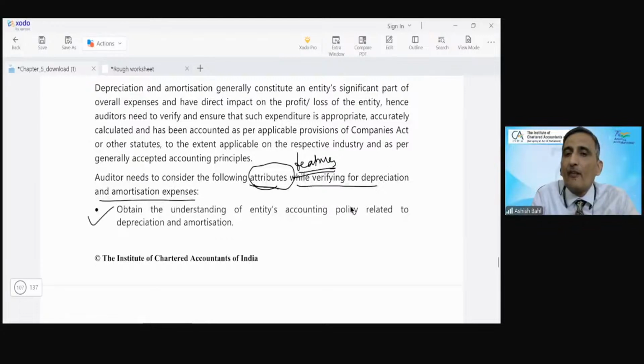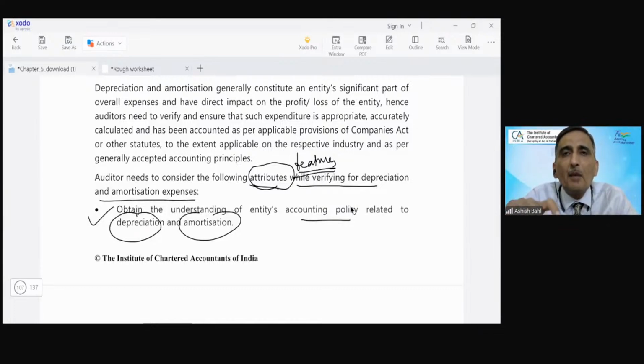Now obtain the understanding of entity's accounting policy relating to depreciation and amortization. And students, if in the question both the words are used, depreciation and amortization, you would take care while writing the answer to state about depreciation and amortization. Just do not forget amortization. So see what is written in the question. If only depreciation is asked, then write only about depreciation. If both things are asked, then write about both the things. So students, these are the kind of silly mistakes which students in fact make.